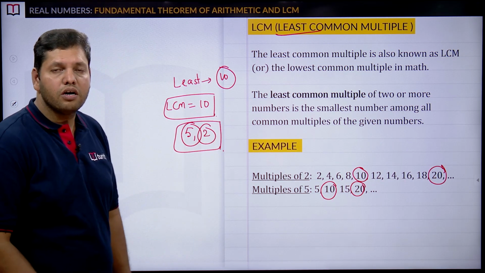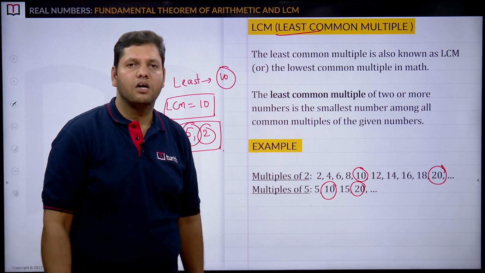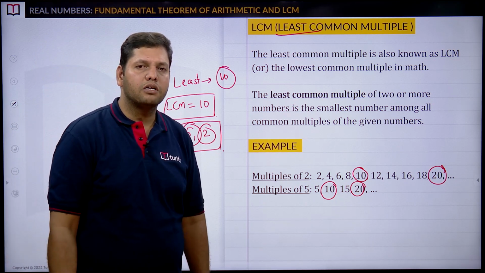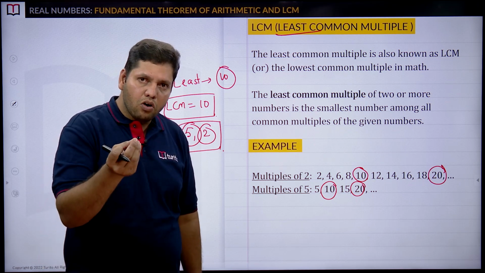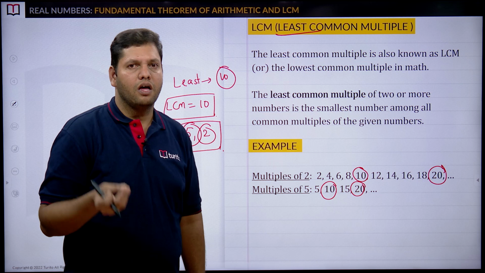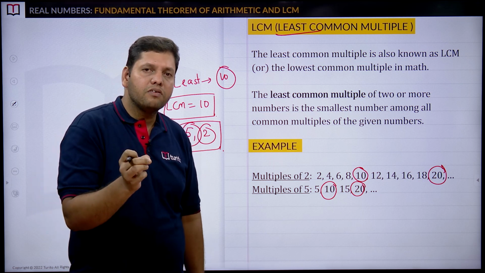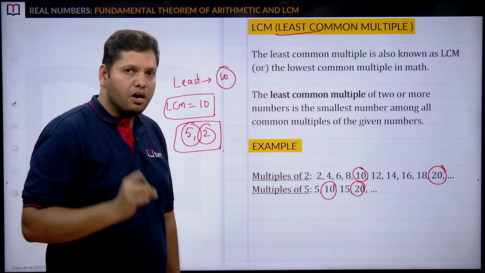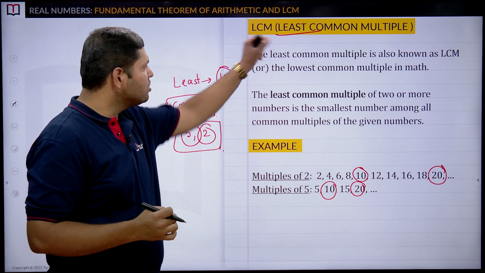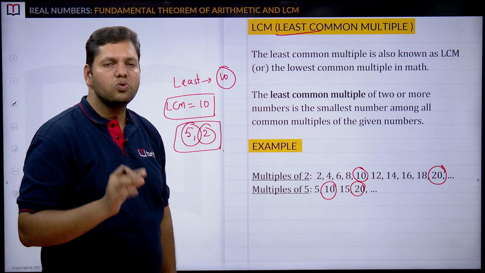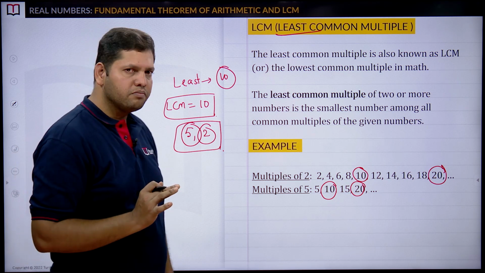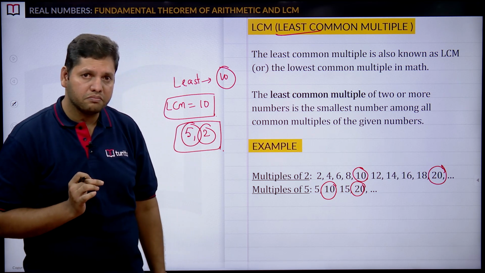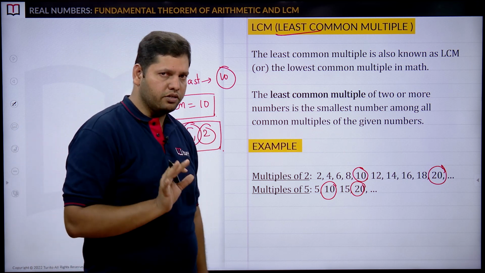Clear, children? Any doubt regarding this? How are we finding the LCM? First I am writing all the multiples of 2 and all the multiples of 5. Then I am writing all the common multiples. Among them I am selecting the least multiple. So the least multiple we can say is the LCM of the given 2 numbers. Any doubts regarding this example? I hope it's clear for you, okay?